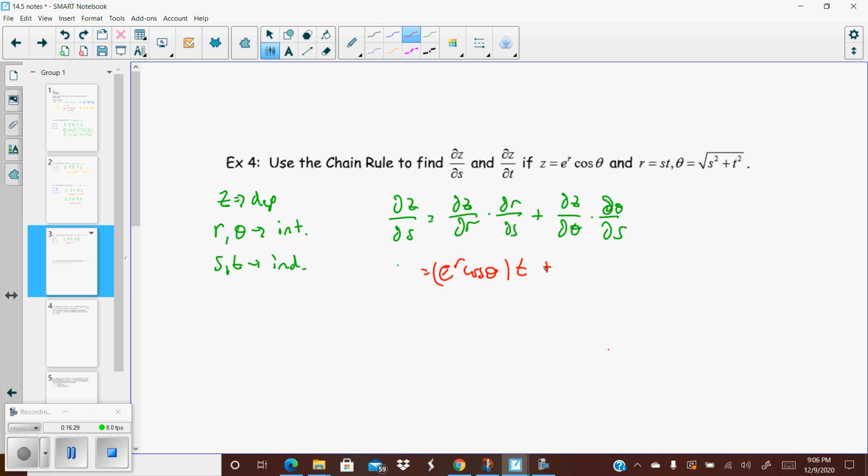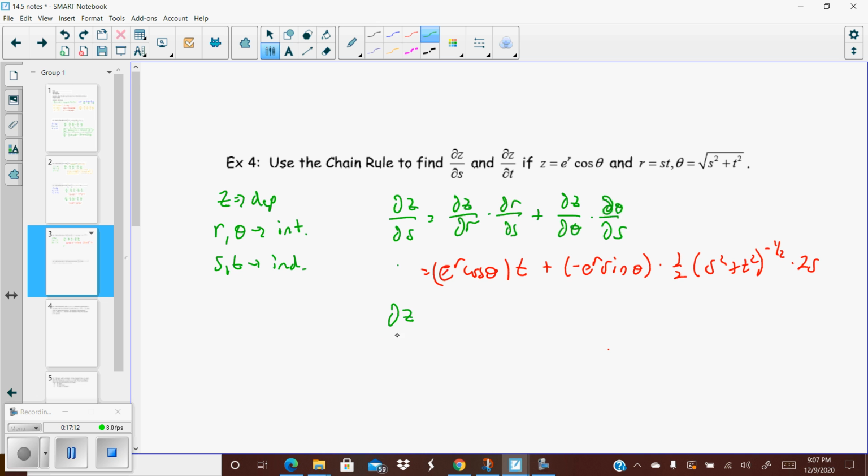Partial of z with respect to theta. So now it's the derivative of cosine theta, which is negative sine. So it's negative e to the r sine theta. And then the partial of theta with respect to s. So that's going to be a bit of a chain rule there. It's going to be 1/2 (s squared plus t squared) to the negative 1/2 times the derivative now with respect to s, which is 2s. All right. And that one's done. Again, you can clean it up a little bit if you want to, but that's finished. I could cancel the 2's out in the last part or whatever. All right.